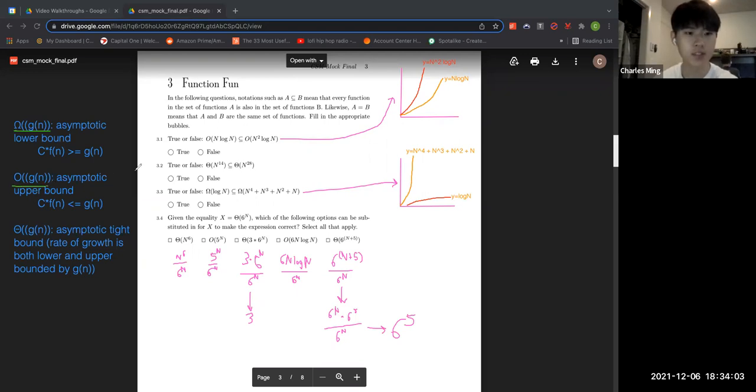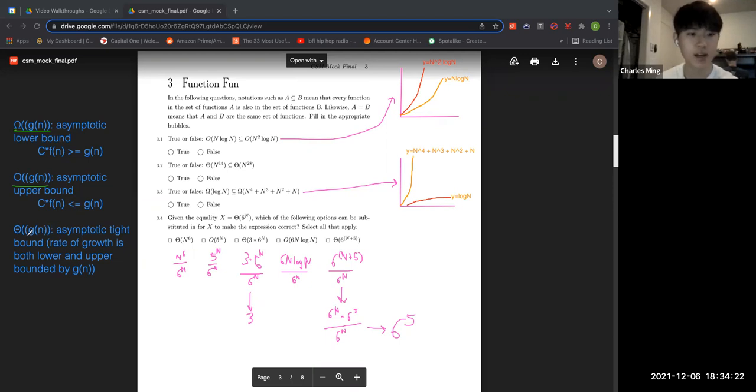Similarly, big O of g of n describes an asymptotic upper bound. Mathematically, this means a function f of n is in the set big O of g of n if there exists a constant c such that c times f of n is always less than g of n after some point.